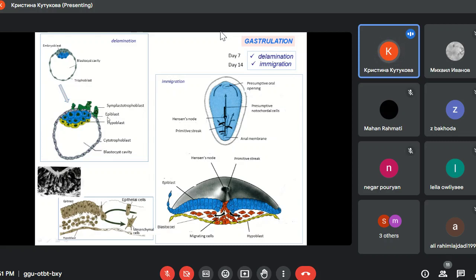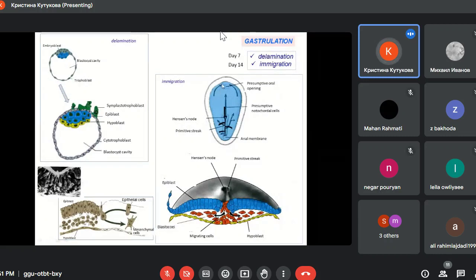Epiblast, epi means above, and hypoblast, hypo means below. So, as a result of delamination, which happens at day 7, we have a two-layered embryo. And next, starting from day 14, we'll have the second stage of gastrulation, which is called immigration. Immigration means moving of the cells to some space.